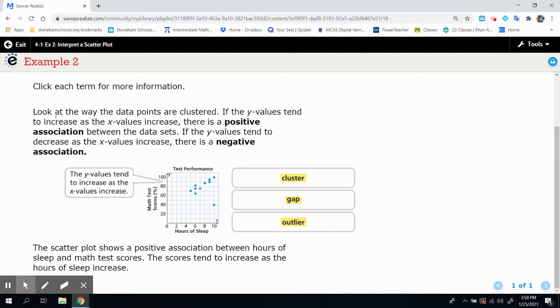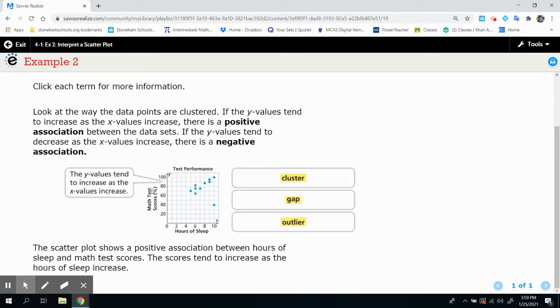All right, so look at the way the data points are clustered. If the y values tend to increase as the x values increase, there's a positive association between the data sets. If the y values tend to decrease as the x values increase, there's a negative association. So here we see that the y values tend to increase as the x values increase.